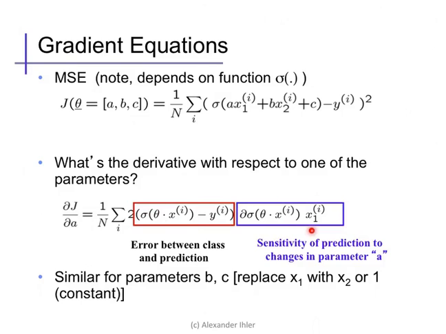If for this particular data point, say, feature x1 is small, then changing the parameter a won't help our prediction very much. Similarly, if for this particular data point, our output is highly saturated, either very close to the negative value or the positive value, then changing the parameters will also not change the output very much. So the derivatives with respect to the other parameters are identical, except that instead of feature x1, this term will be whichever feature corresponds to that parameter. So feature x2 or the constant feature.